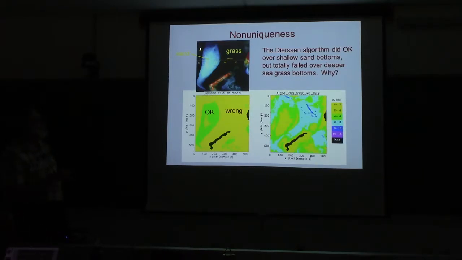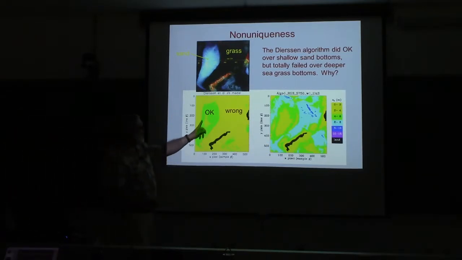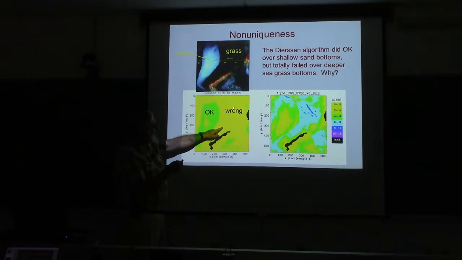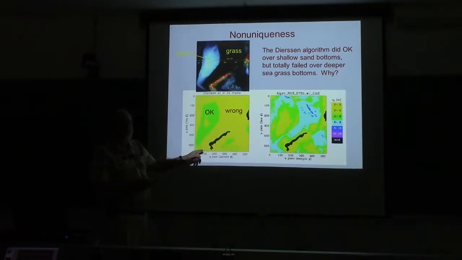Here's another image from an area in the Bahamas. The red here is little islands. This is a big sandbar. This is seagrass beds here. So I took her algorithm and ran it through this image pixel by pixel to retrieve the bottom depth. What I get over the sandbar, the bottom depths are fine. The scale says right here is 2 to 4 meters, out here is 4 to 6, and all of this area is 0 to 2 meters.